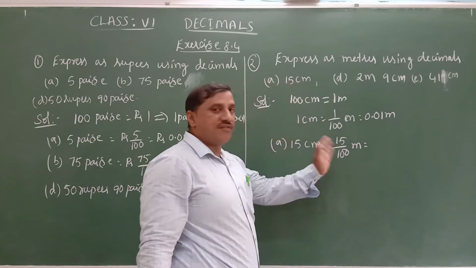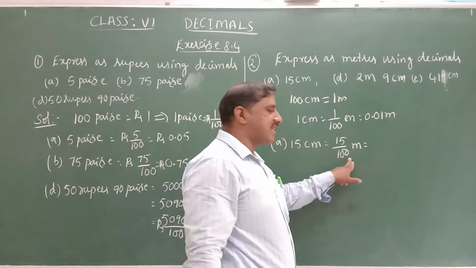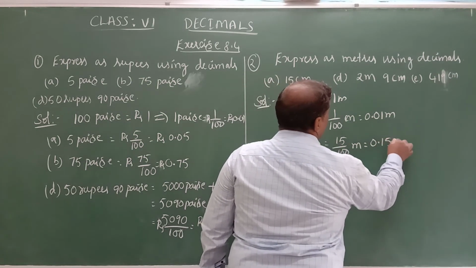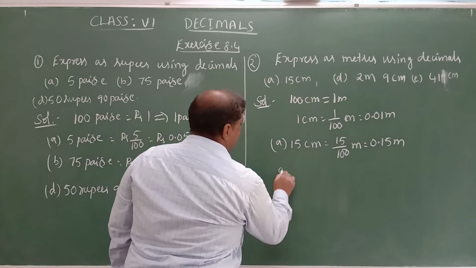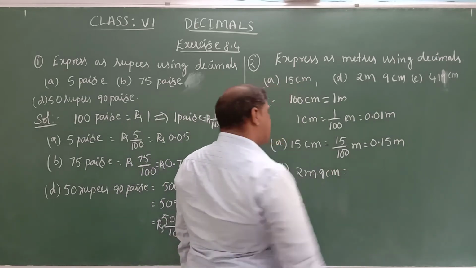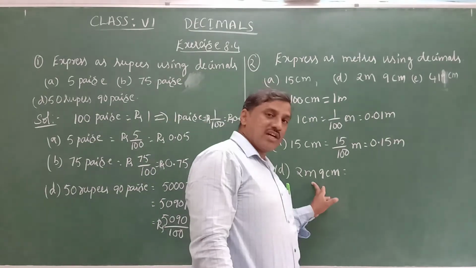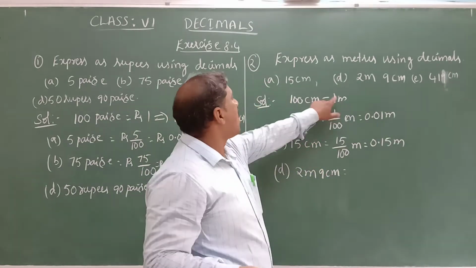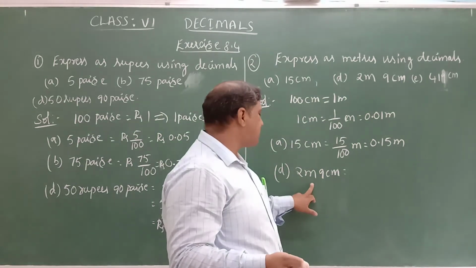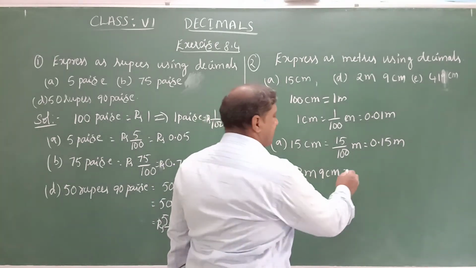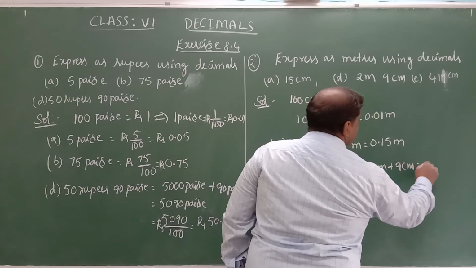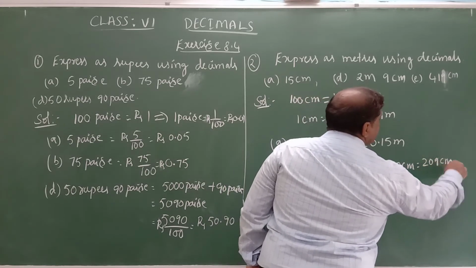So keep the decimal point after two digits as the denominator has two zeros. So 1 and 2. Therefore it is 0.15 meter. Next, the B bit is 2 meters 9 centimeters. Convert it all into centimeters. 2 meters is equal to how many? Say 1 meter is equal to 100 centimeters. 2 meters is equal to 2 into 100, which is 200 centimeters, and 9 centimeters is there. That is 200 centimeters plus 9 centimeters, which is equal to 209 centimeters.